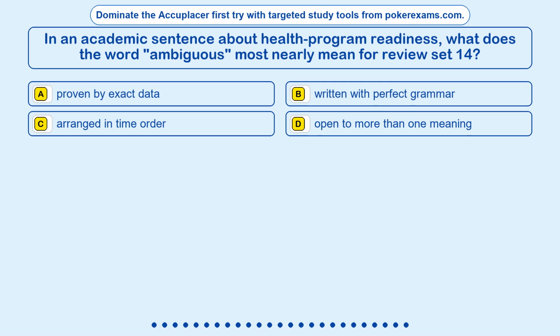Question 15. In an academic sentence about health program readiness, what does the word ambiguous most nearly mean for review set 14? Option A, proven by exact data. Option B, written with perfect grammar. Option C, arranged in time order. Option D, open to more than one meaning.